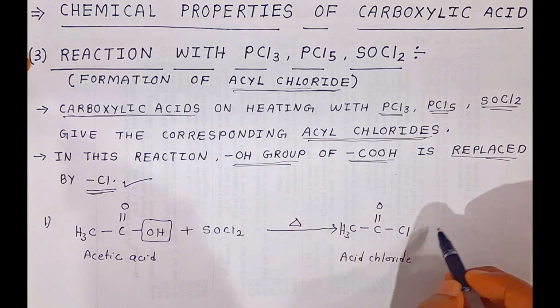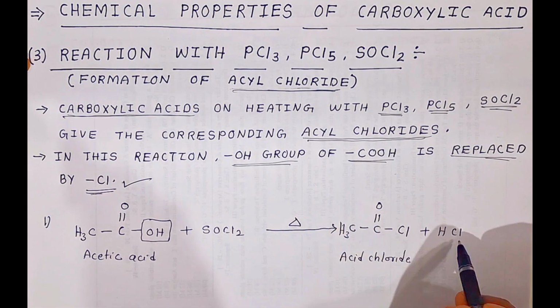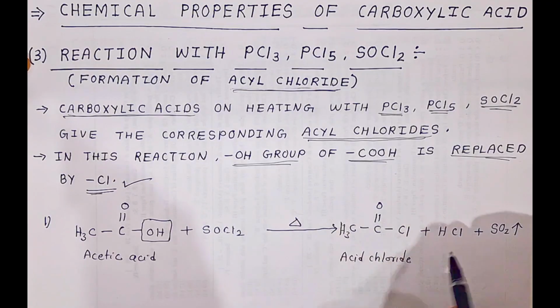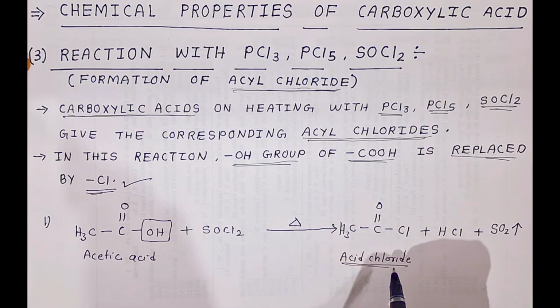Now you are getting a byproduct HCl, H plus chlorine, and you are getting sulfur dioxide gas, which is removed. Sulfur is removed as sulfur dioxide. So this is our product, students, formation of acid chloride. So here we are getting acid chloride.